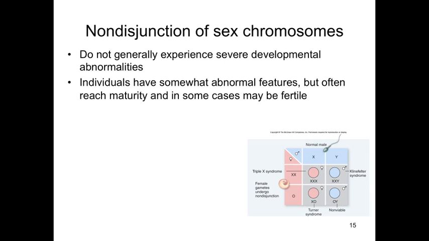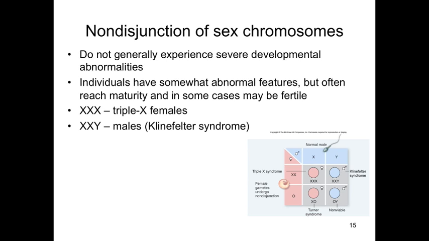Individuals who gain or lose sex chromosomes do not generally experience any severe developmental abnormalities. They have somewhat abnormal features, but often reach maturity and in some cases may even be fertile. For example, if an XX gamete combines with an X gamete, the result is a 3X zygote. This develops into a female with one functional X chromosome and 2 bar bodies. She may be a little bit taller in stature, but otherwise appears relatively normal.